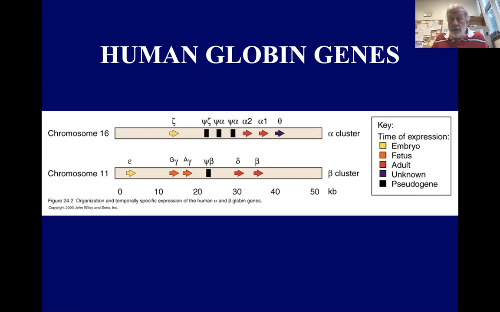Embryonic hemoglobins are expressed earliest. They're shown in yellow there, followed by fetal hemoglobins expressed next. Adult hemoglobins in red. Then that theta hemoglobin in chromosome 16, we don't know what it does. And the black ones are pseudogenes. These pseudogenes are DNA sequences that have gene-like elements in them, like start and stop codons, promoters, etc., but they don't seem to be functioning at all. So they may have been genes in the past that have mutated to become non-functional. Anyway, we call those pseudogenes.